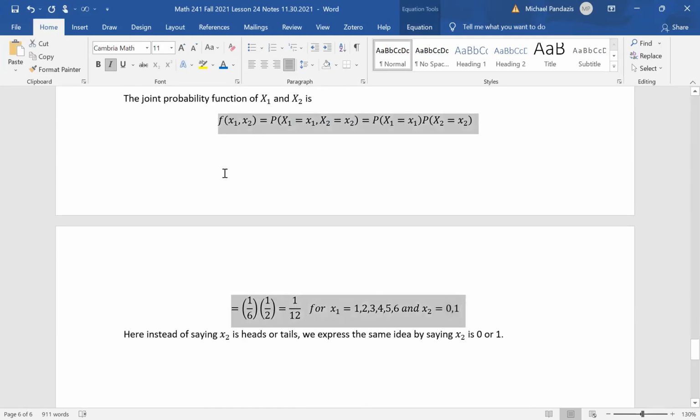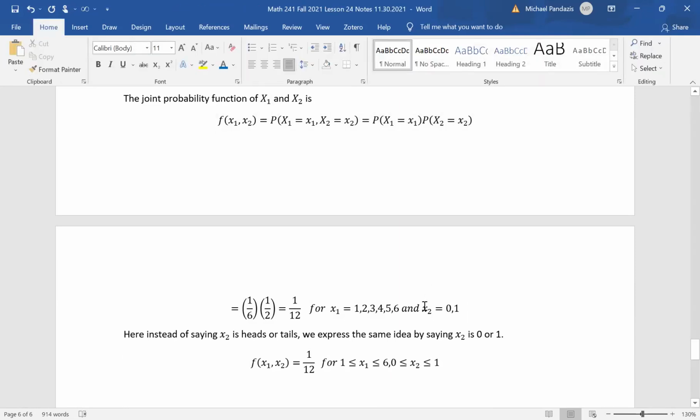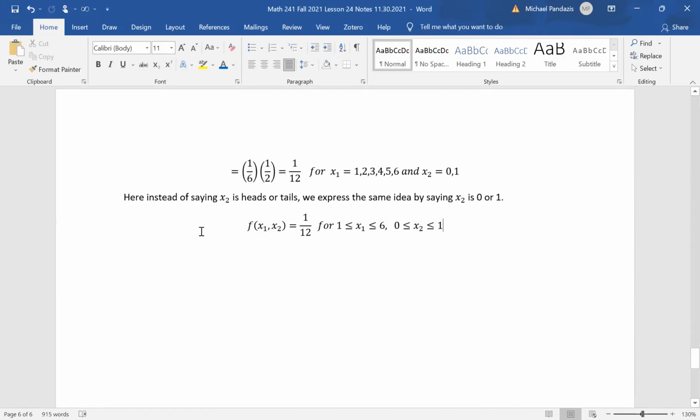So I wrote it here, but I'm also going to write it this way. So f of x1 comma x2 is equal to, well, I guess it's not going to be much different. It's 1/12 for 1 less or equal to x1 less or equal to 6, and for 0 less or equal to x2 less or equal to 1. Okay, and we're only considering integers here. You can't have a half. And so that's our PDF.